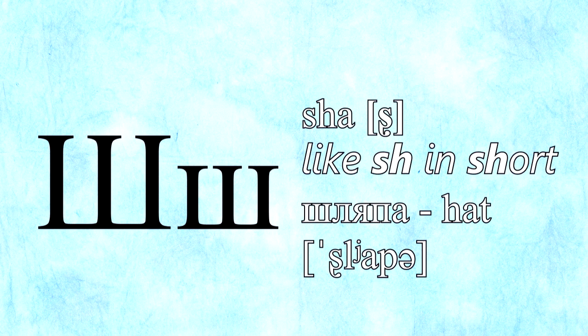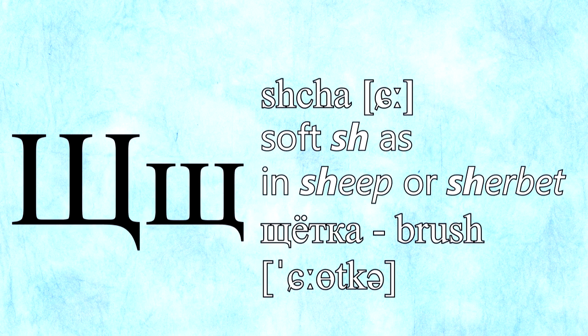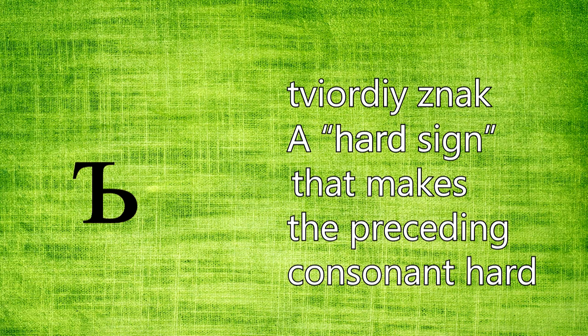For example, шляпа, hat. Letter Щ, буква Щ, like in ship or щербет. For example, щетка, brush. Твёрдый знак, a hard sign that makes the preceding consonant harsher.